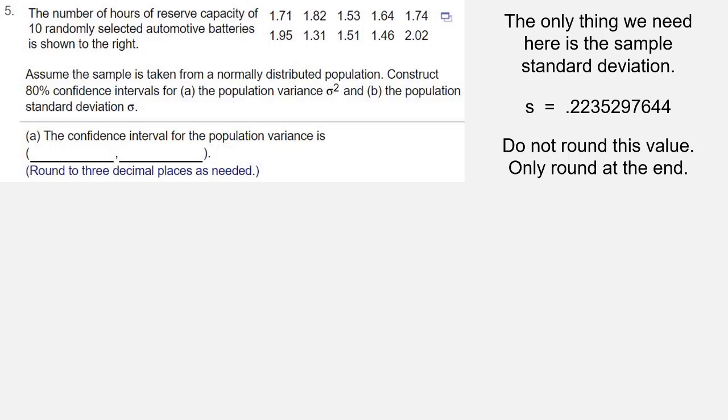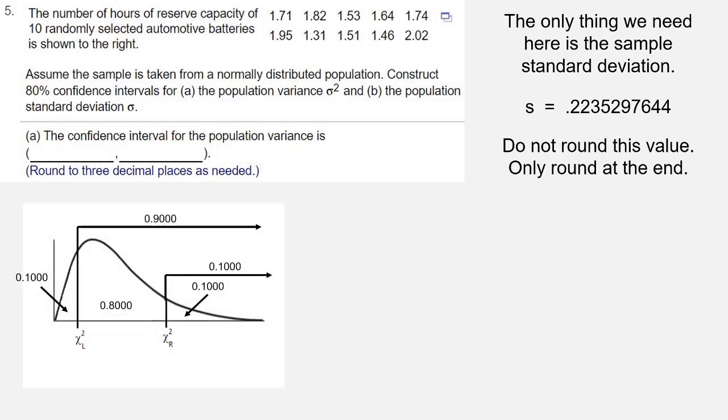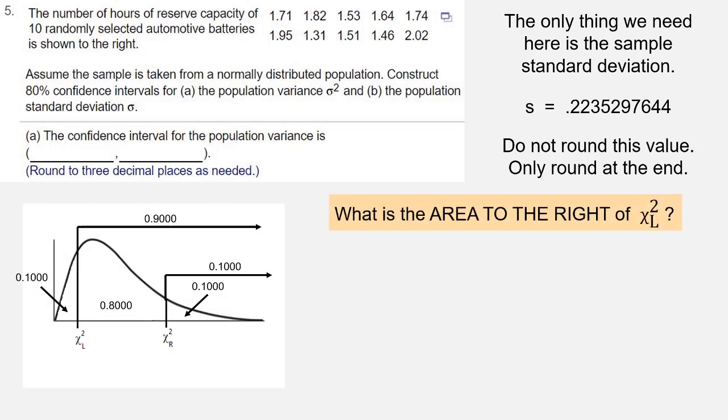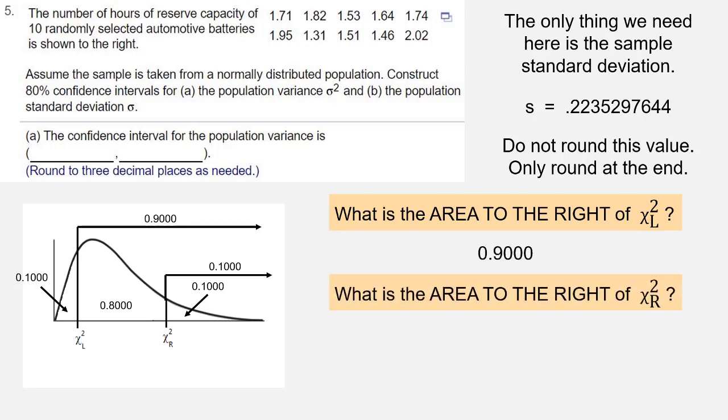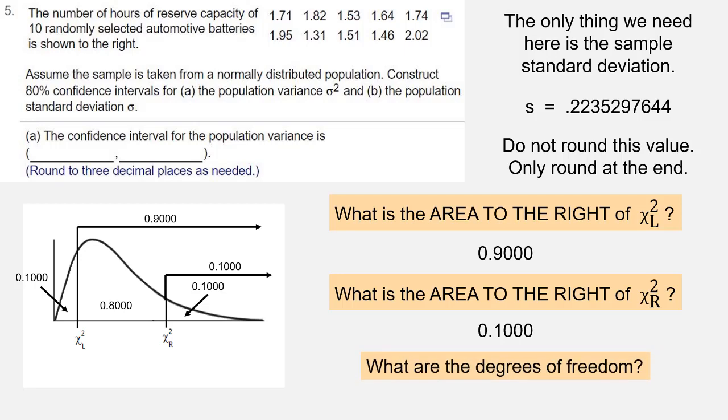So let's go ahead and keep this picture as a reference. And now we can figure out the areas to the right. The area to the right of chi-square L is 0.9000. Area to the right of chi-square R is 0.1000. And then we also need our degrees of freedom. The degrees of freedom is one less than the sample size. We had 10 values here, so the degrees of freedom is 9.